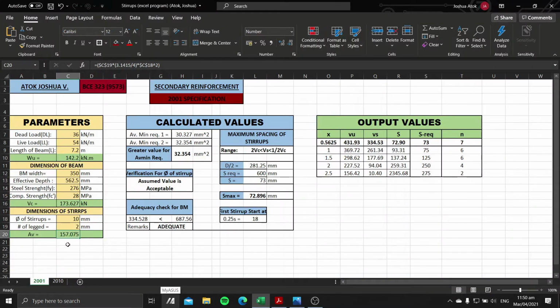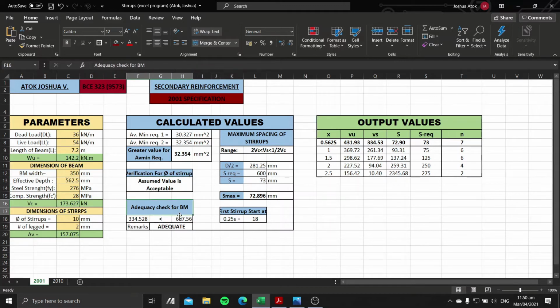After that, it will automatically give us a value of 157.075 for the area of our shear reinforcement. Here it will calculate the minimum required area of shear reinforcement, and it is clearly seen that our assumed area is greater than the required. Hence, the assumed value is acceptable.